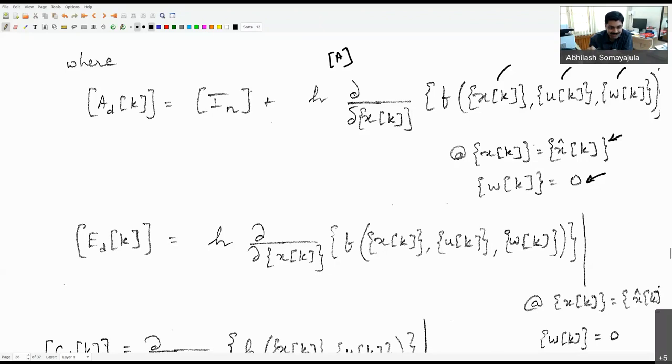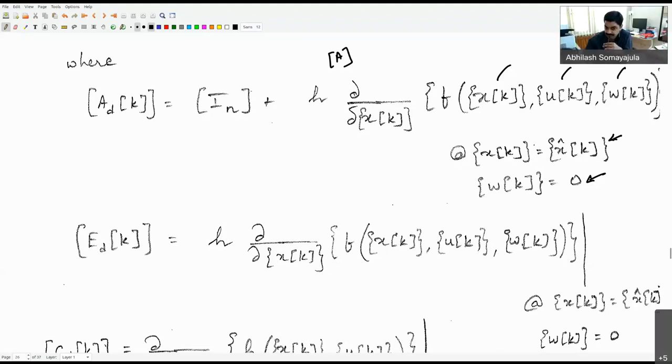So when I take a derivative and evaluate it at the equilibrium point, that equilibrium point will be when the state is equal to the best estimate of my state and the noise is zero. That is why we chose those zero mean Gaussian processes. Everybody with me so far?